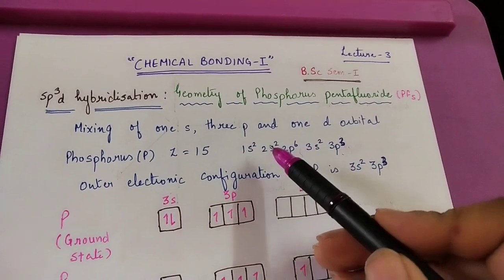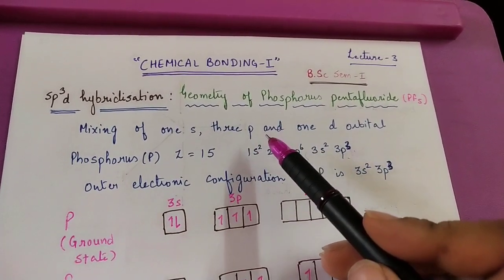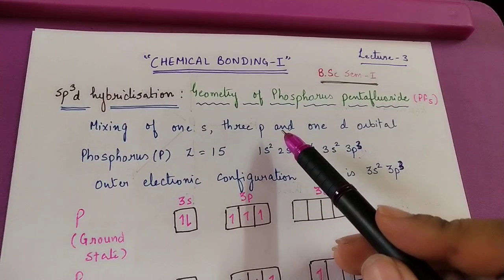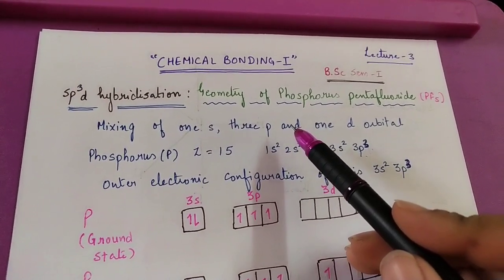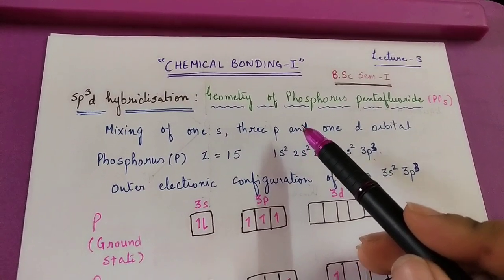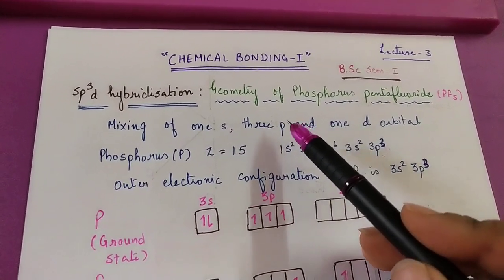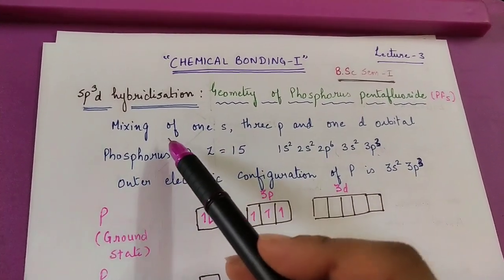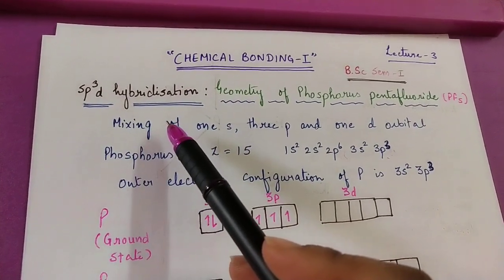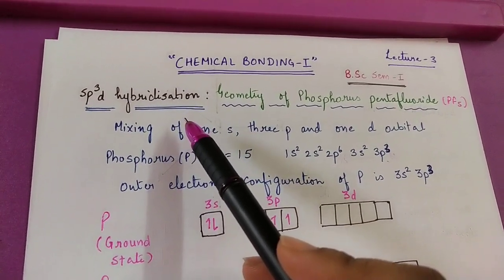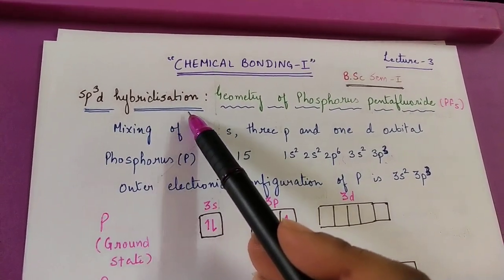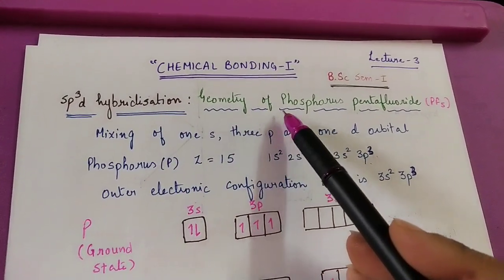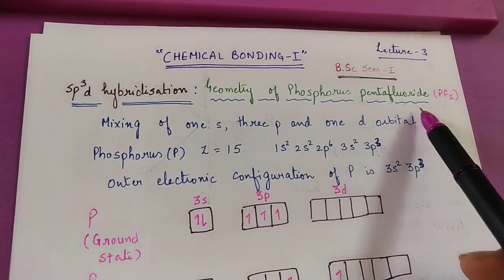Students, in the last lecture we discussed what hybridization is, the conditions of hybridization, and the characteristics of hybridization, and then we started with the types of hybridization. So far we have discussed sp, sp2 and sp3 hybridization. Continuing, let's start with sp3d hybridization: geometry of phosphorus pentafluoride, PF5.